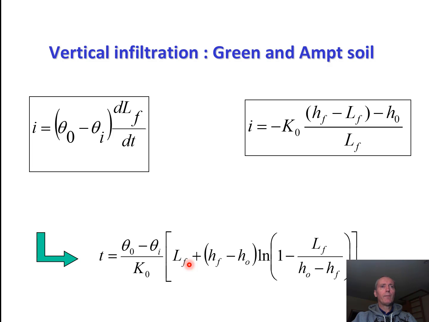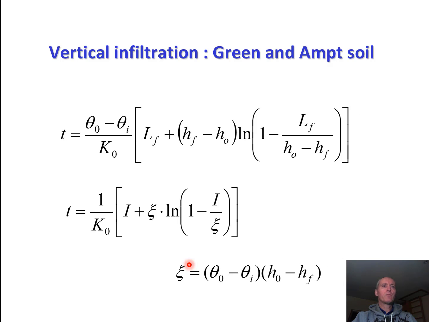Subsequently, we can use again the mass balance equation to express the solution in terms of the cumulative infiltration I. This is the Green-Ampt solution of the infiltration problem. It is a bit of a strange formulation since it gives the time as a function of LF, and this in terms of the soil properties K0 and initial boundary conditions theta 0 and theta I.